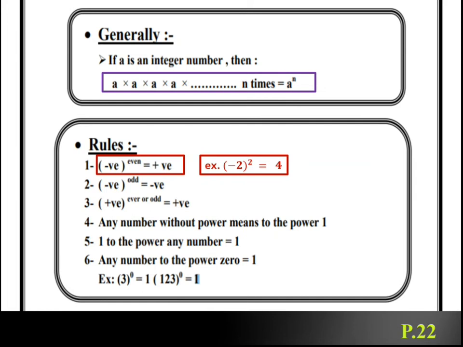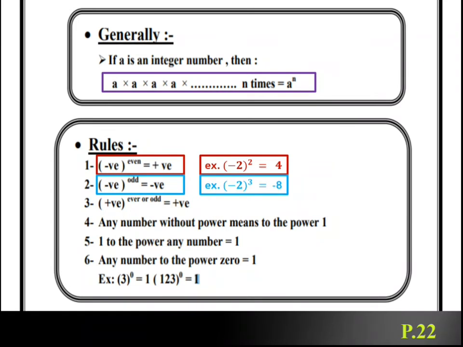Okay? Number 2, if I have a negative number with an odd power, the answer will be a negative number. So for example, if I have negative 2 between brackets again, power 3, the answer will be negative 8. Put it on your calculator with the brackets and you can check your answer.